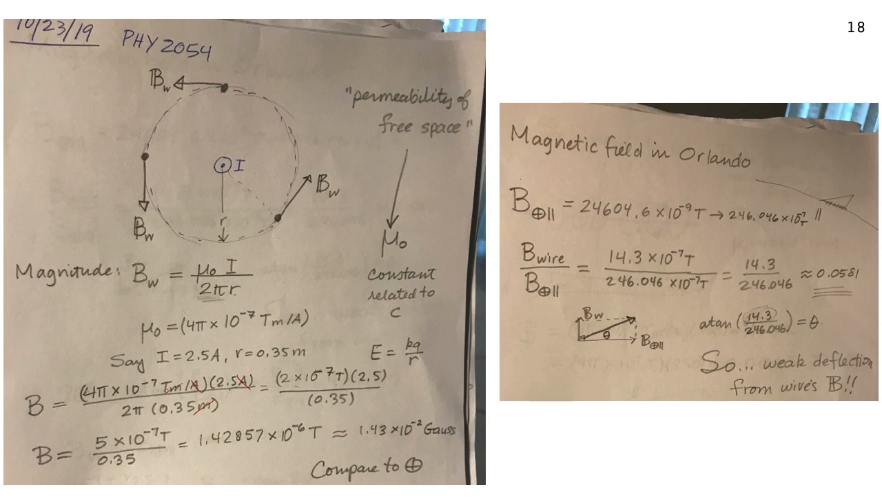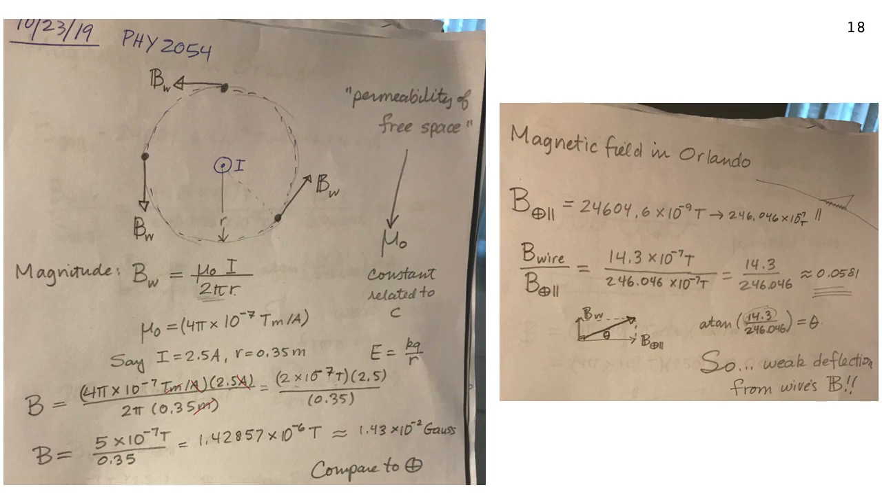And that is about 1.42, 1.43. I'm going to compare this to Gauss. 1.43 times 10 to the minus 2 Gauss. Because the Gauss is 10 to the minus 4 Teslas. All right. Now, the reason that I'm doing that is because I want to compare this to the Earth's magnetic field. So that's what we're going to do on the next page.